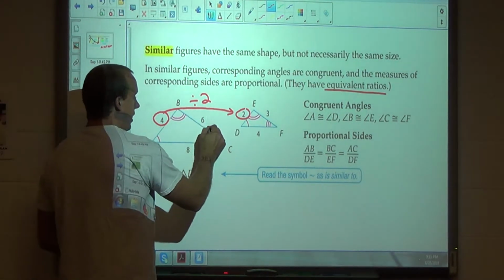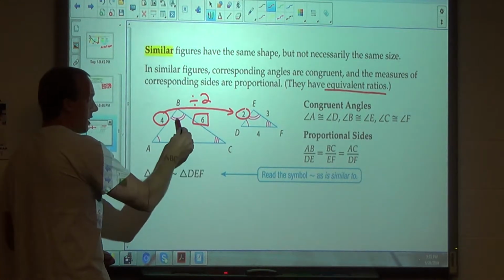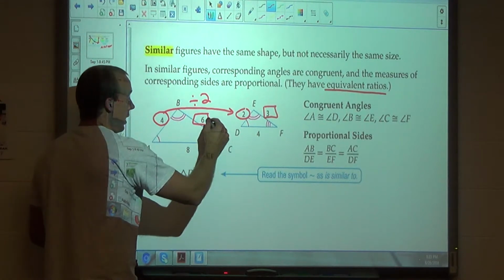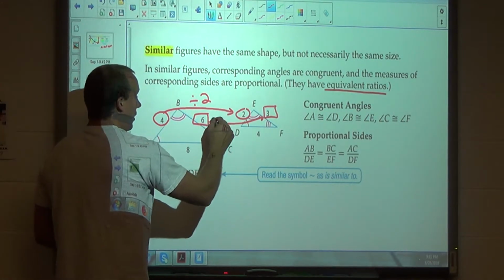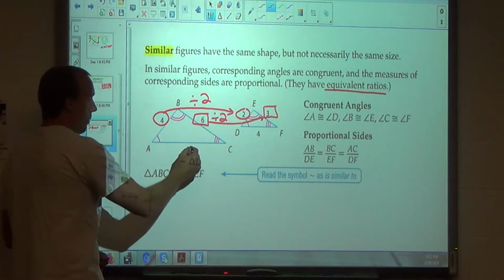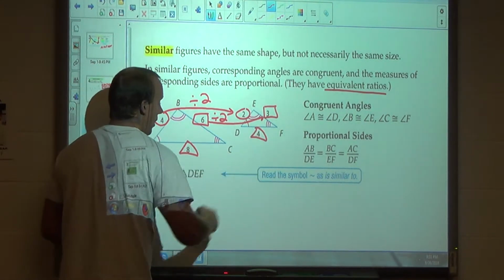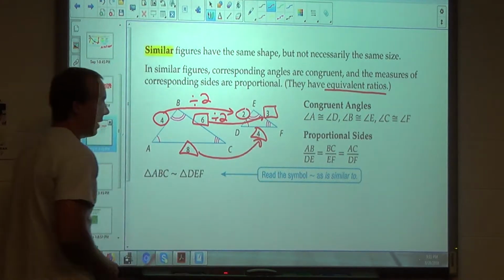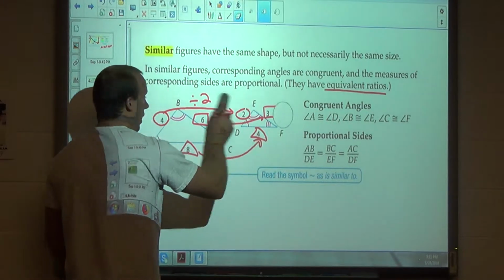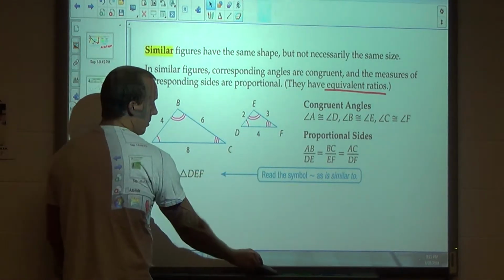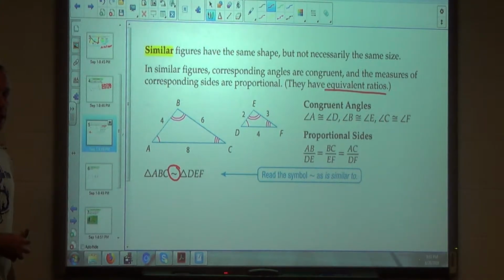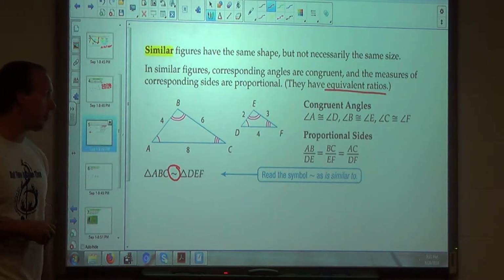Okay? What side does 6 correspond to? That's between the 2 and the 3 tick marks. 6 and 3 correspond. So now from 6 to 3, did I also divide by 2? Yep. And then that means that 8's left over with this 4. Do you divide by 2 to get from 8 to 4? And you would. So therefore now, that makes those triangles similar. Okay, and the symbol for similar is a little squiggly without the equal sign.